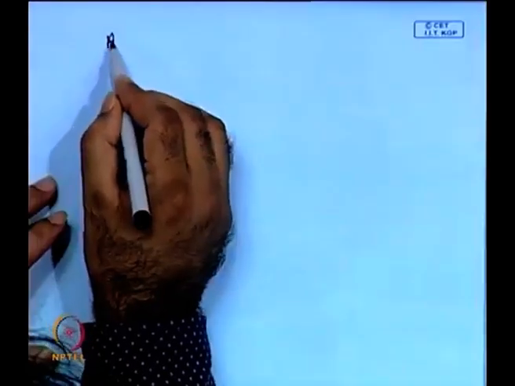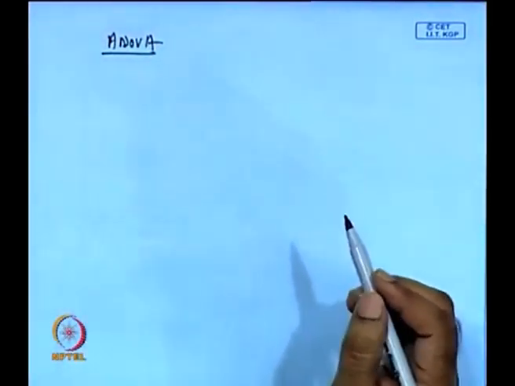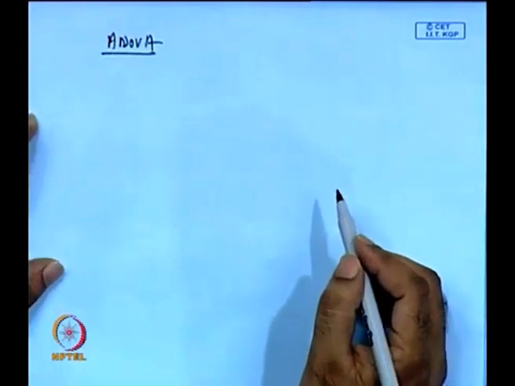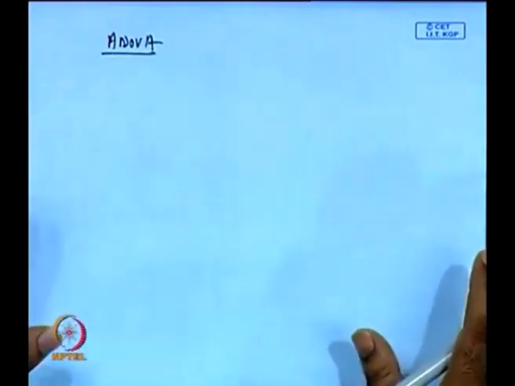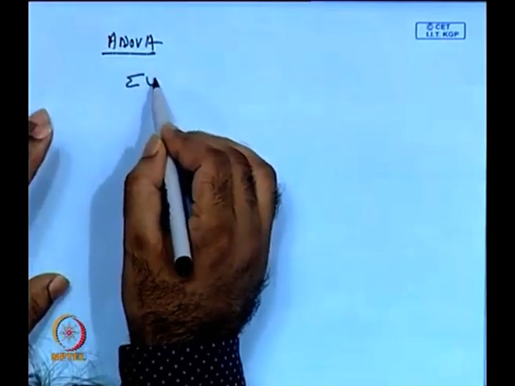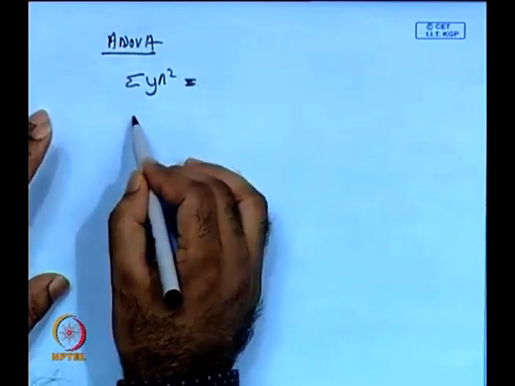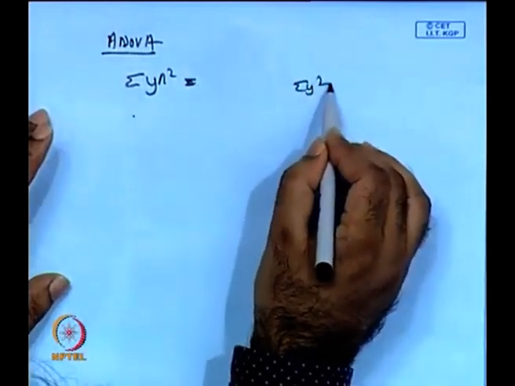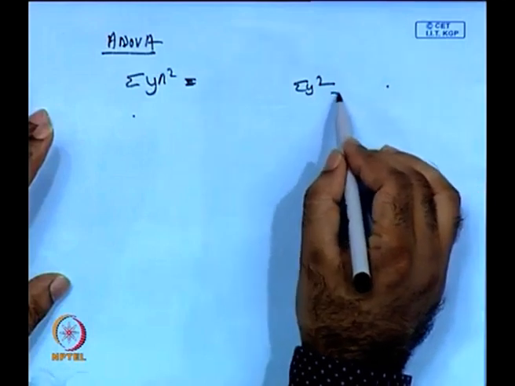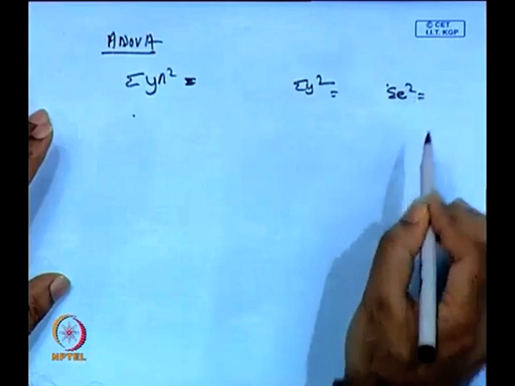Now we have to look at the analysis of variance. The second part of the problem: since the alpha and beta parameters are statistically significant, we have to integrate this with the overall fitness of the model. The overall fitness of the model looks at three items: summation y hat square, summation y square and summation e square.